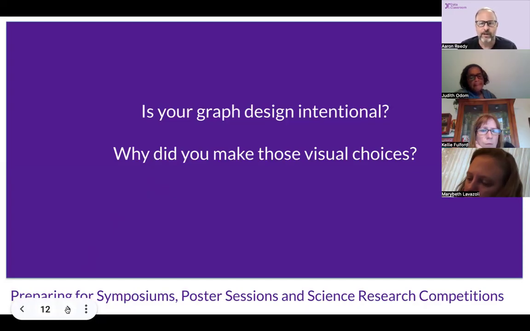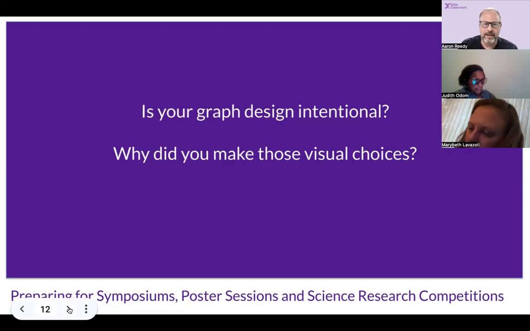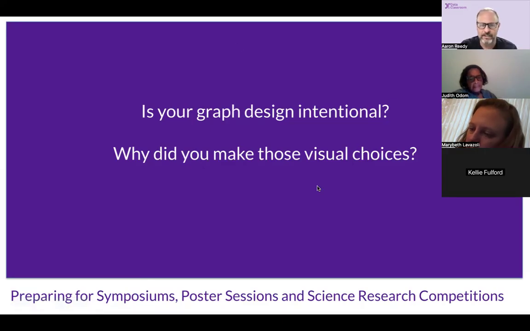So these are two questions that I would ask a student about their graph. I would say, is your graph design intentional? Are the colors intentional? Is the spacing intentional? Are the size of the axis labels intentional? And then I would look at the choices they made and ask them, why did you make those visual choices? So those are things I would be asking my students every time they're going to present. I would want to know, why did you make those choices, and were those choices intentional?